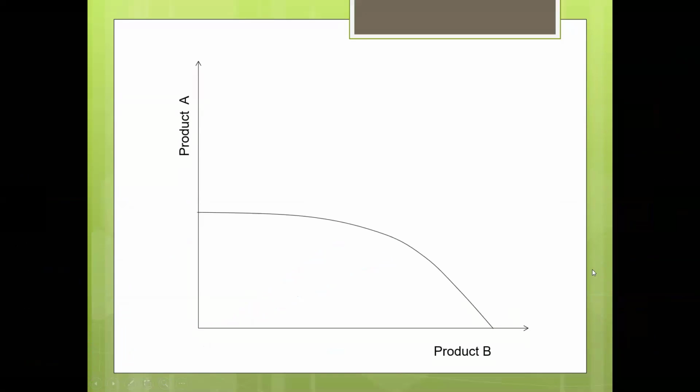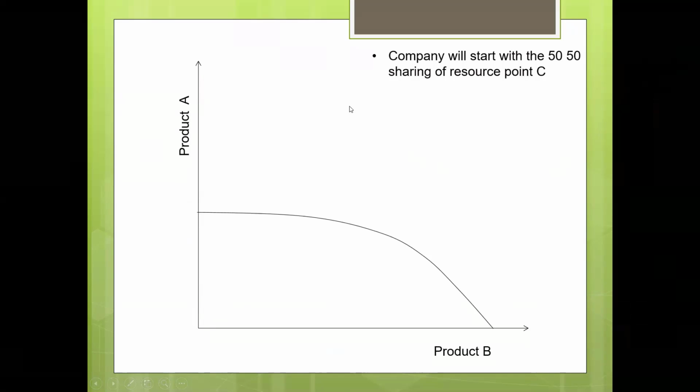So what will happen? As a company, you will start with 50-50 because you don't know the shape. So assume that the shape is standard, like we have seen earlier. So we'll start with 50-50. It means you will spend 50,000 in salary for Android developers, meaning you will hire 2 Android developers and 2 Apple developers. So you have 4 labor available. We'll start with 50-50, and that will be somewhere in point C. Because you have given equal resources, you will have a center point.